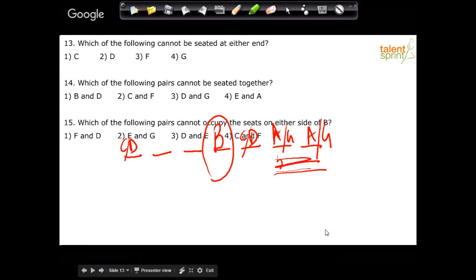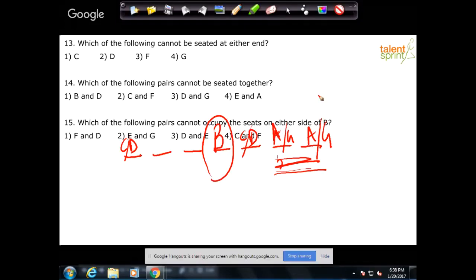So boys and girls, after the seating arrangement has been charted out, question number 13, 14, 15 are in front of you. I give you about 30 to 45 seconds to answer these questions. Give it a good shot.